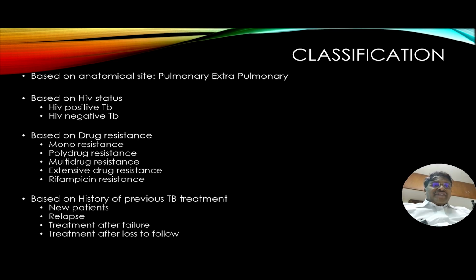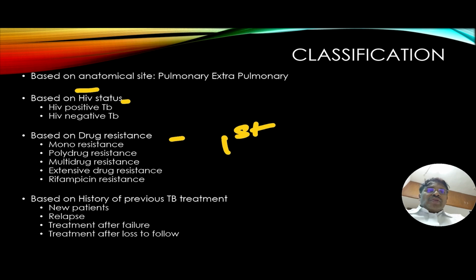Now the classification of tuberculosis, we have to write based on four things. One is based on anatomical site, that is pulmonary or extrapulmonary tuberculosis. Second one is based on HIV status. It is HIV positive tuberculosis or HIV negative. Third one is based on drug resistance. Based on drug resistance it can be classified like mono resistance. If there is resistance to one first line drug, then it is mono resistant.